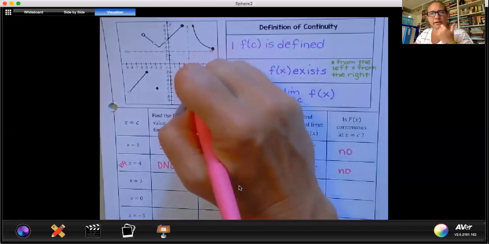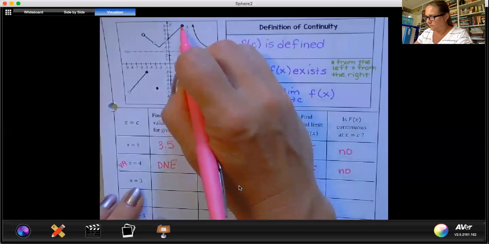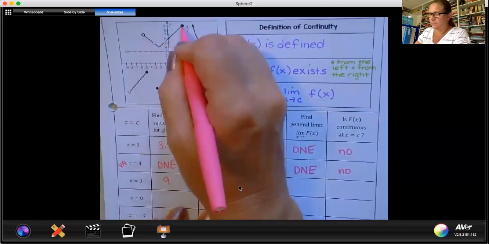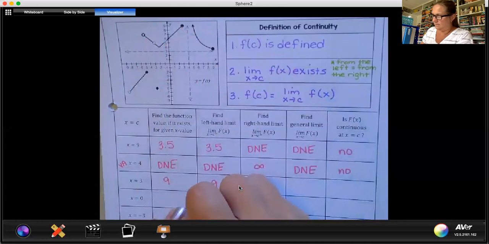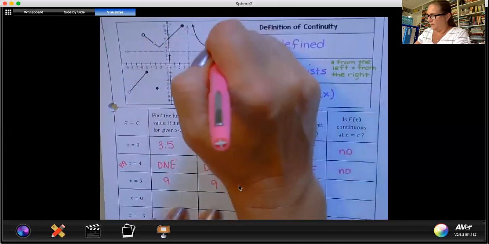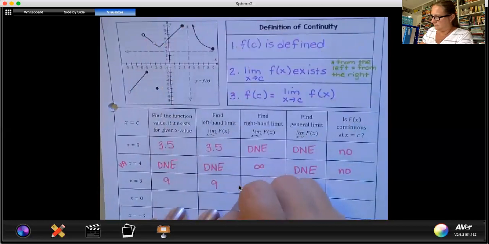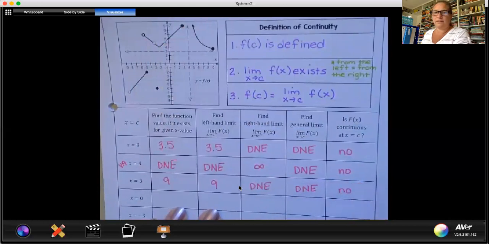At x equals 3, functional value is 3.9. From the left, 9. From the right, does not exist. General or overall limit does not exist. It is also not continuous because it stops.